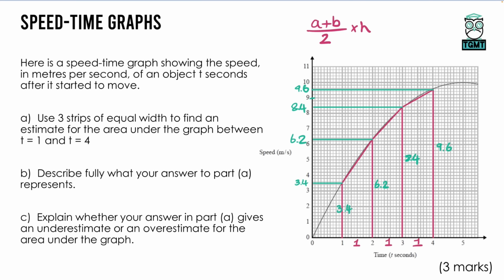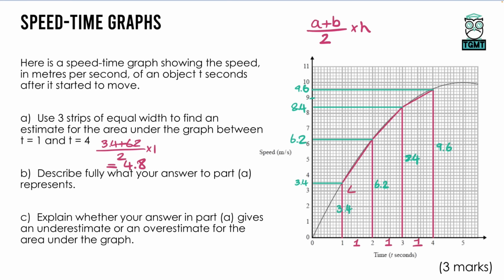I just need to work out the area of each trapezium, and I'm just going to do them on the calculator, just using that formula. So for the first one, we have 3.4 plus 6.2, divided by 2 and times by 1. Now clearly we don't need to times by 1, so I'm just going to do 3.4 plus 6.2 and divide it by 2, and that first trapezium gives us an area of 4.8.